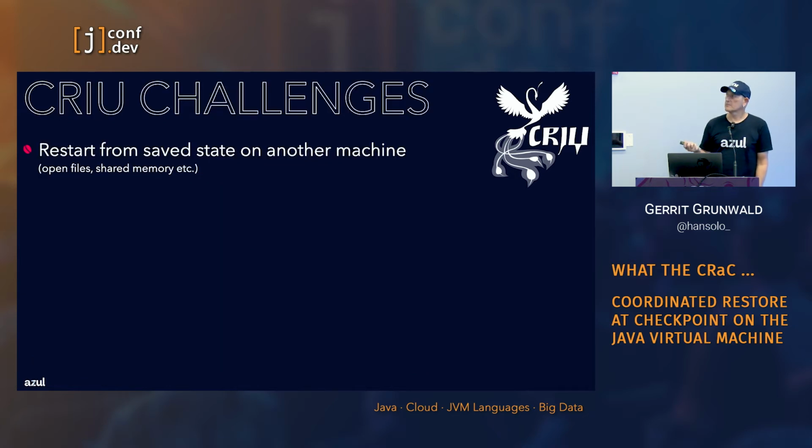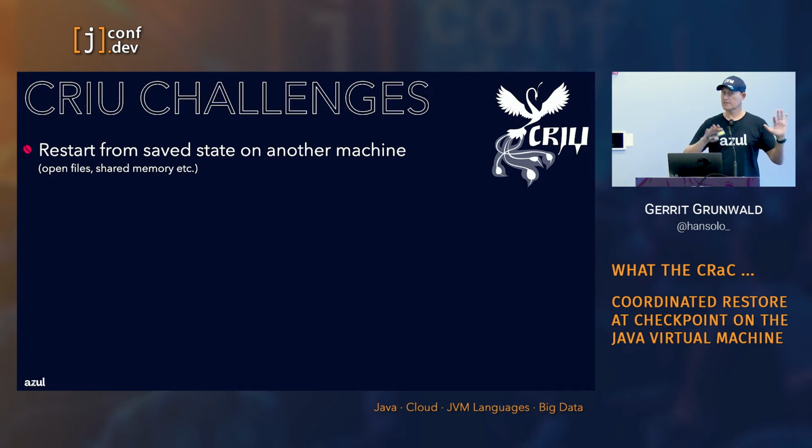Okay, but it also has some challenges. For example, let's say you create a checkpoint on one machine, and then you would like to restore that on another machine. You can imagine that could be hard, right? First of all, there's architecture. Is this the same CPU architecture? x64, ARM64, do you have the same memory? What about the hard drive? All these things you have to take into account.